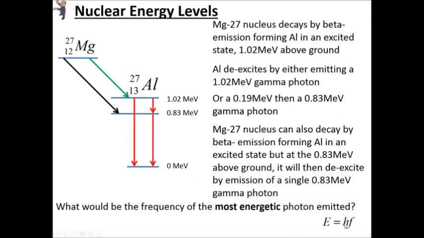Using our formula of E equals hf, if we rearrange that to give us f equals E over h, and we put in 1.02 times 10 to the 6, that's mega, multiply that by 1.6 times 10 to the minus 19 to give us an energy in joules. Remember, to convert electron volts to joules, you multiply by 1.6 times 10 to the minus 19. Divide that by Planck's constant, and we end up with a frequency of 2.47 times 10 to the 20 hertz.